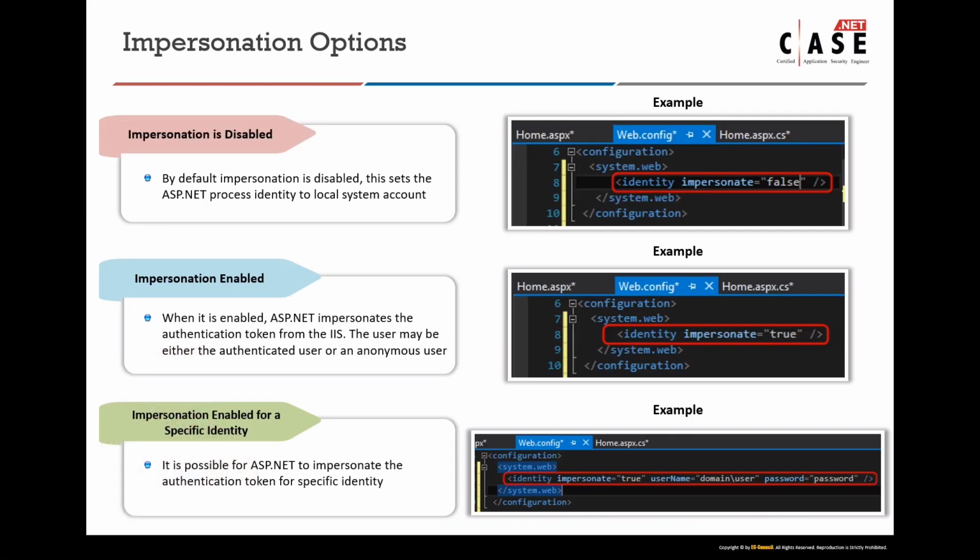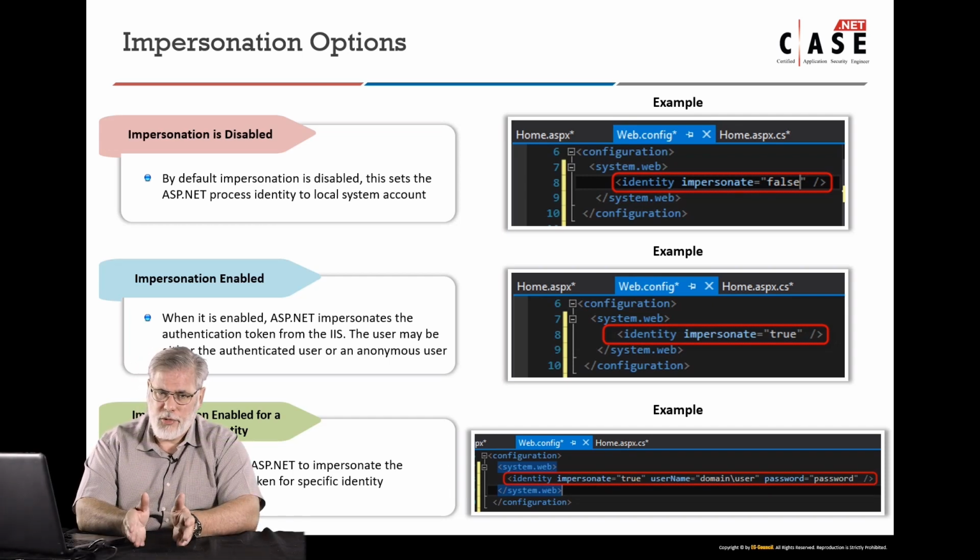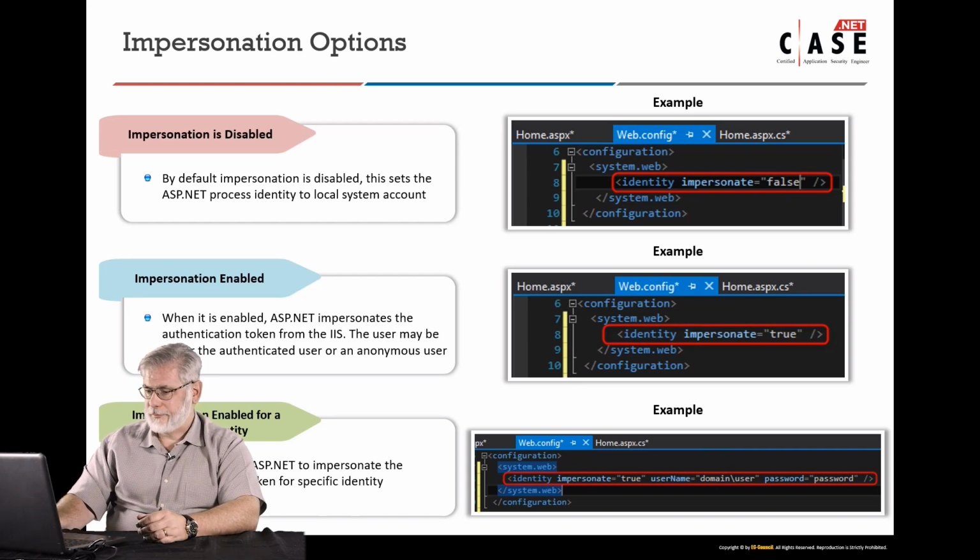We have a few options for impersonation. Of course, by default, it's disabled, and unless you're going to do this process we just talked about, it should stay that way. Enabled, ASP.NET impersonates the authentication token from IIS. However the user authenticated through IIS with Windows authentication, it's going to impersonate them. You can also have impersonation enabled for a specific identity. In other words, ASP.NET will only use impersonation for specific logged-in users. Other users, it won't use impersonation.